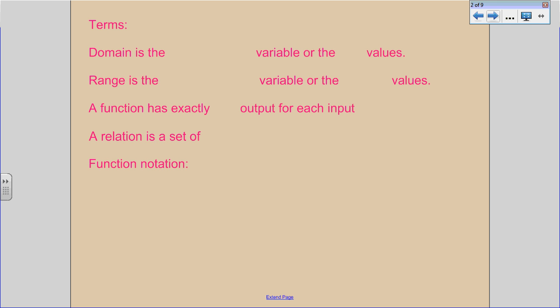So the domain of a function is the set of x. It's just the x variable, the input values.